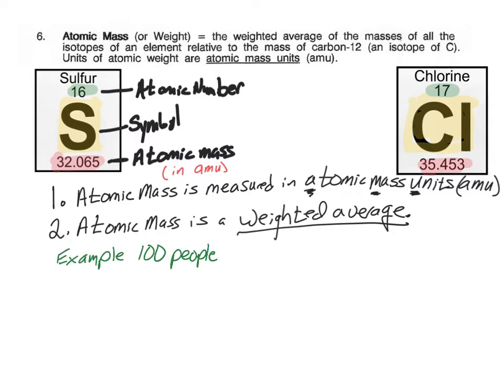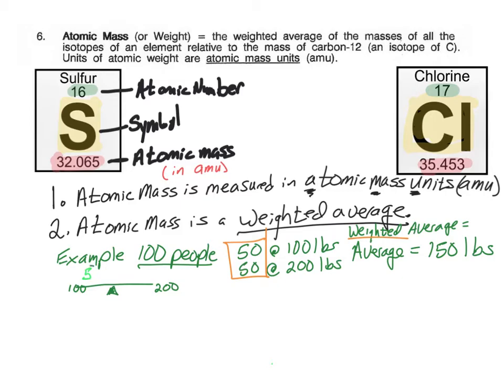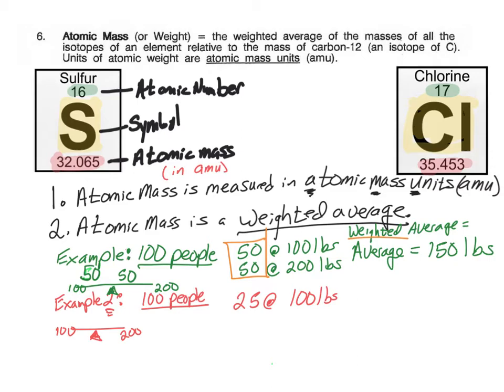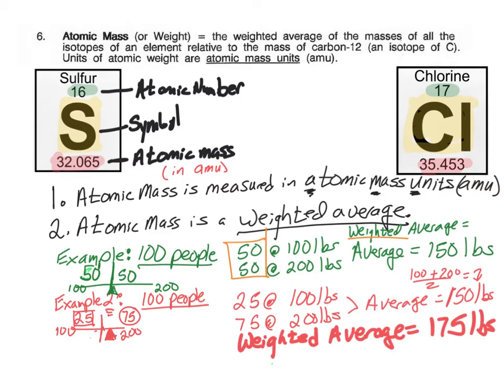So let me give you an example. If I have 100 people and 50 of them weigh 100 pounds and 50 of them weigh 200 pounds, the average would be 150 pounds. But if we have 25 of them that weigh 100 pounds and 75 of them weigh 200 pounds, the weighted average would go higher, it would be closer to the 200, and now the average would be 175 pounds. I'm using really simple numbers there. Hopefully that makes sense to you.